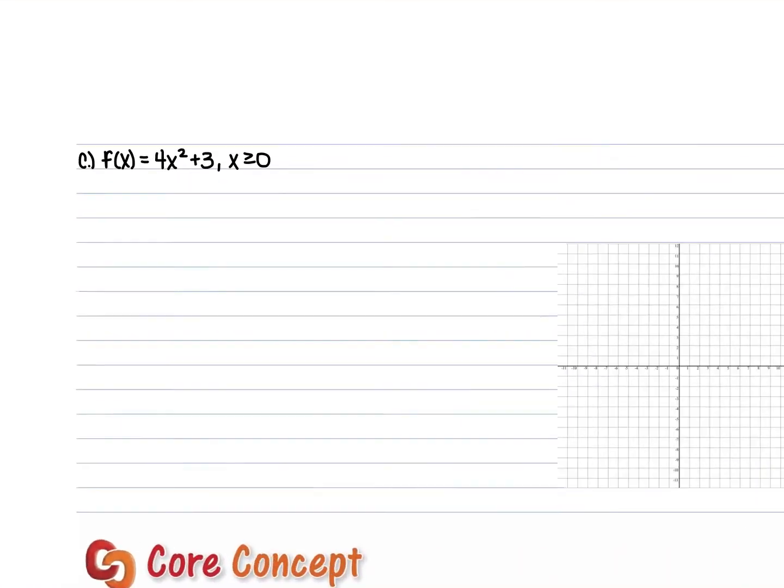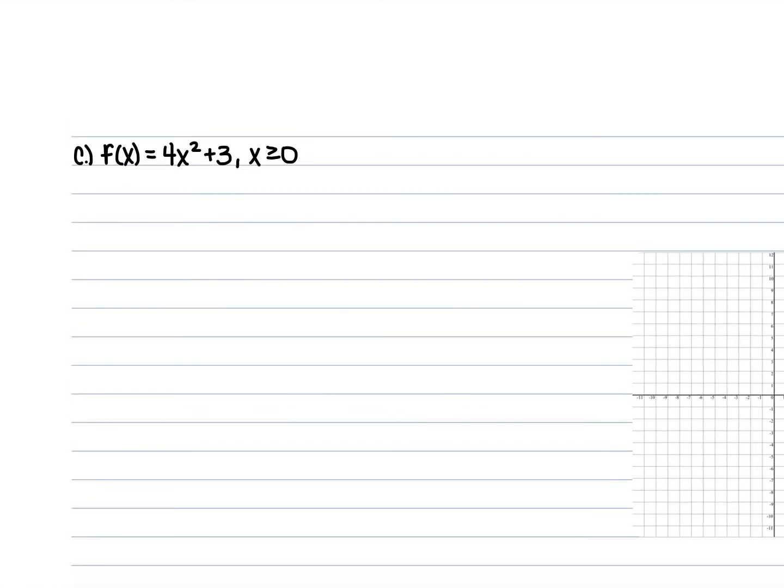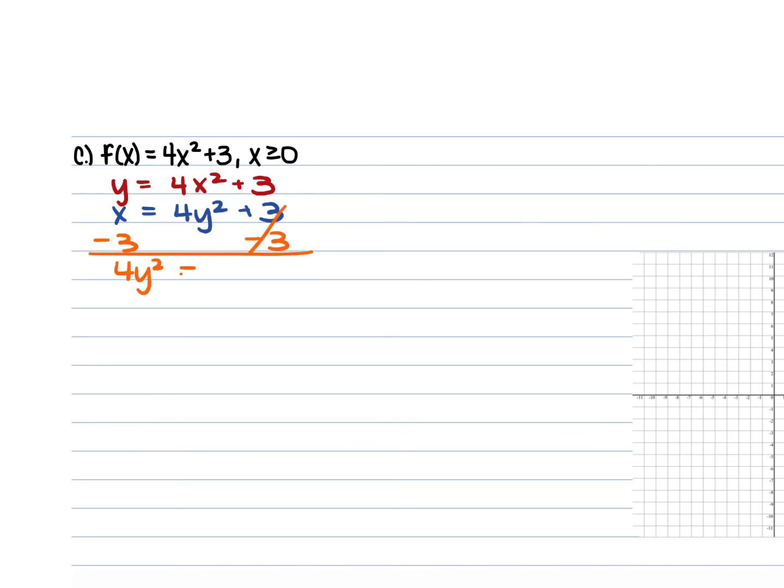Example C, we have f of x is equal to 4x squared plus 3. For this one, we're going to change that f of x to be y. We're going to move the 3 over by subtracting it. We're going to switch x and y. So x is equal to 4y squared plus 3. We are going to subtract 3 from each side, and you have 4y squared is equal to x minus 3.